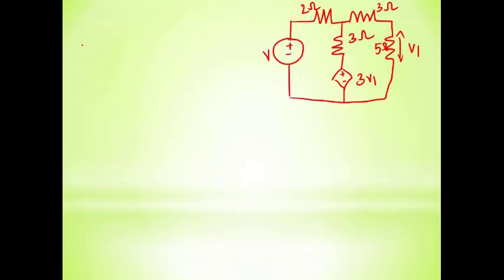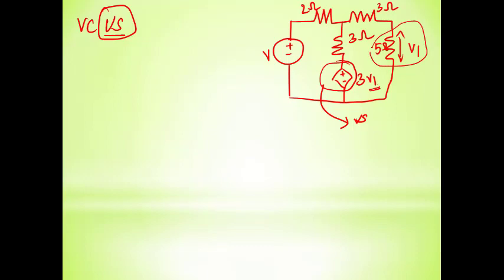Okay guys, so when coming to your voltage controlled voltage source, it is a voltage source controlled by another voltage parameter or variable, where 3V1, where V1 is the voltage across this 5 ohm resistor. So the voltage across this 5 ohm resistor is going to decide the value of this voltage source. Hence it is said to be voltage controlled. It is controlled by the voltage variable V1 and it is a voltage source. Hence the name voltage controlled voltage source.